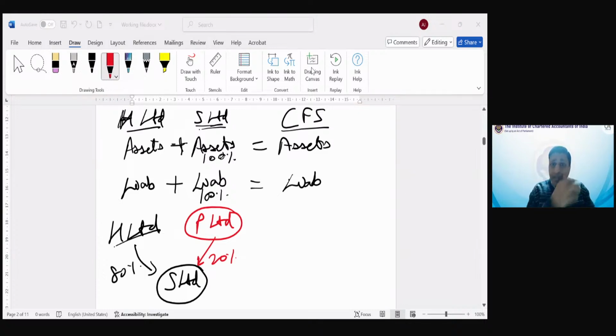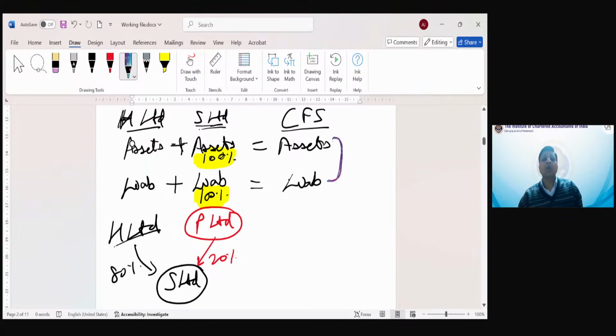Therefore, in the CFS, when H picks up 100% of the net assets, can we say that is appropriate? Tell me. If H picks up 100% net assets of S, can we say it's appropriate? Anil says no. So that means 20% of the net assets which have been picked up over here do not belong to the group.